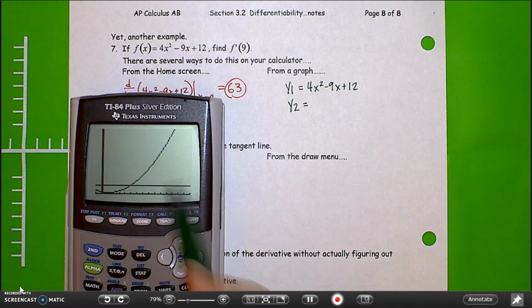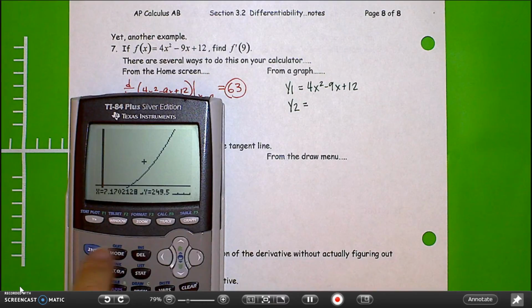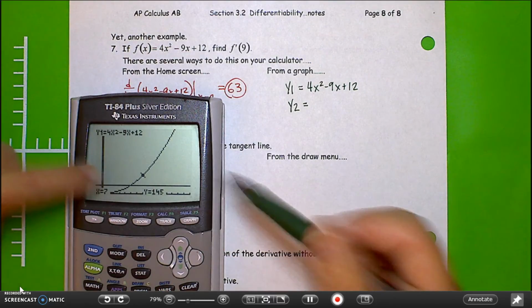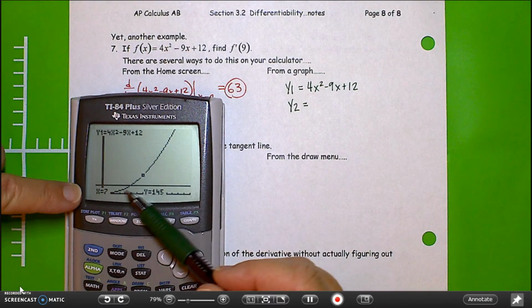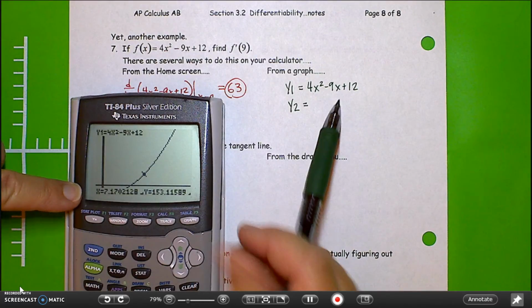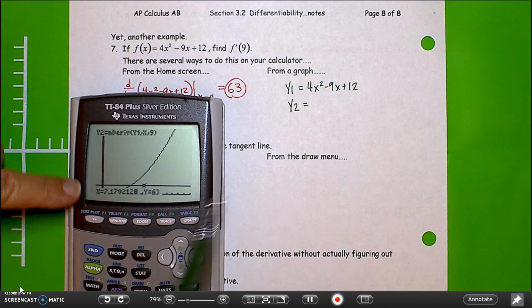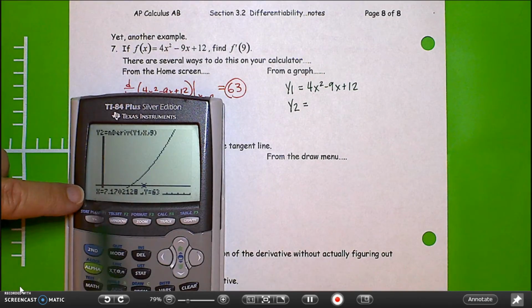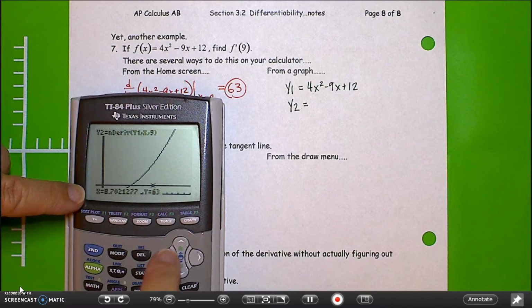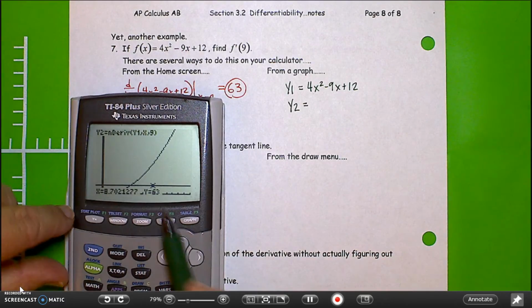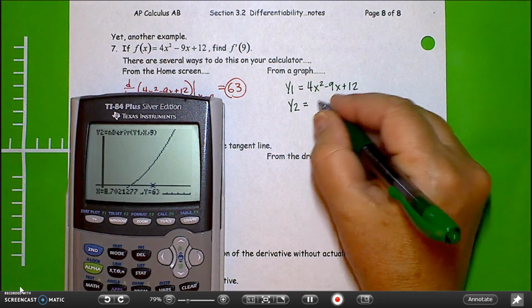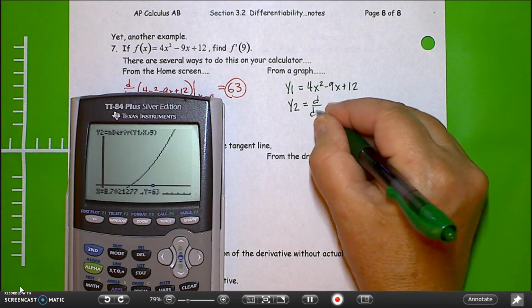If I move on to that graph, if I hit trace, you can toggle in between the graphs. So here's the first graph, y1, and I can arrow down, and I'm going to y2 equals n-derive, and you can see that no matter what the x values are, the derivative is right there, 63. Okay, I'm going to go ahead and fill this in like it was.